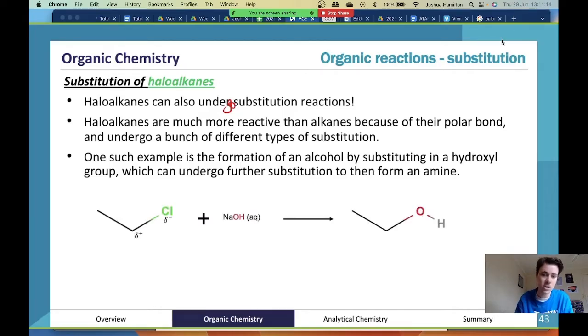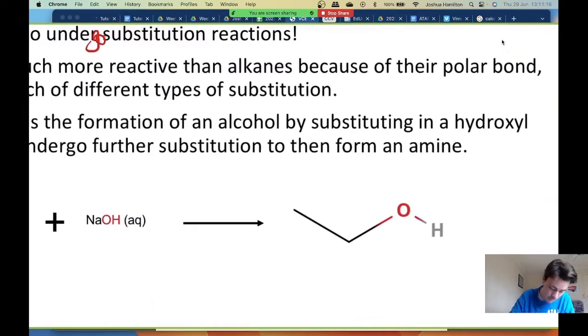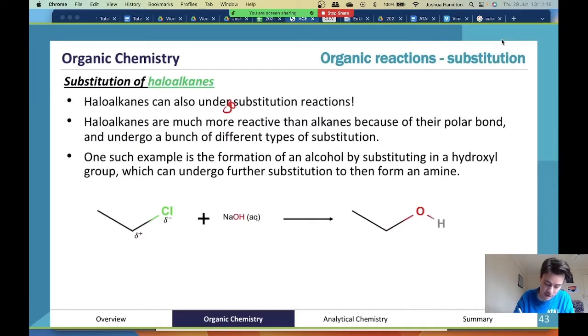So as you can see here, what happens is your chlorine comes off, and your alcohol goes on. Now, as we said, haloalkanes are far more reactive. You don't need anything on this arrow because it's far more reactive. It happens in a far more reactive way. There are things you can put on that arrow, but as I'm saying, it's far more reactive. It's more likely to happen. You don't need to have the heat and the UV to force it.